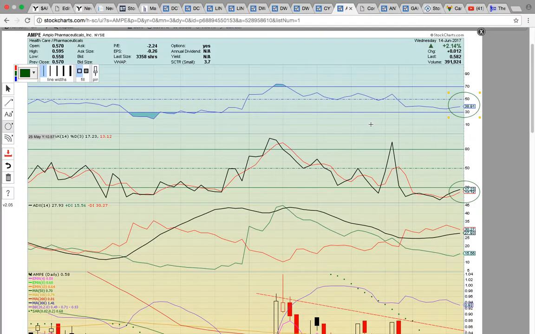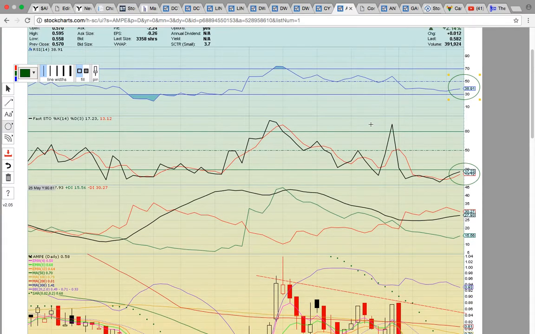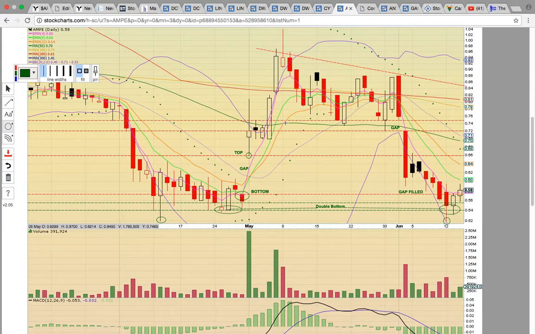Okay, let's take a look at AMPE. This is another gap fill play. If you look down here, it formed a double bottom, and then we were looking for, again, a close above EMA 4, and that did happen today. So it closed just above EMA 4. We want to see that level hold. The close above that level is signaling more upside potential. The next level to break is going to be EMA 8 at 60.